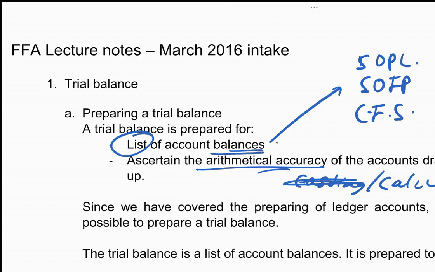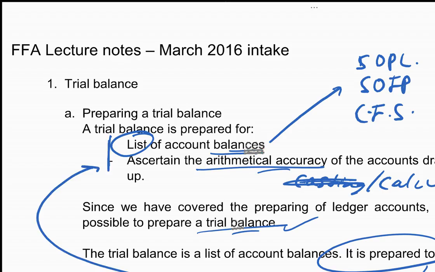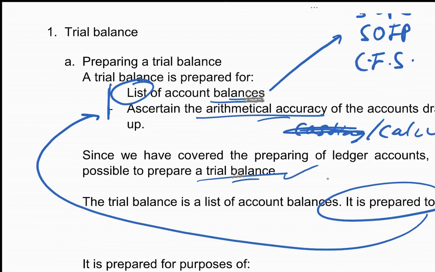Okay, since we have covered the preparing of the ledger account, we went through how to prepare a trial balance. Why do we prepare a trial balance? These are the reasons why. It's to list out account balances, and the other is to help you check for mistakes. There is one more reason: to ensure that the double entry rule has been consistently applied. That means when you have debit, you also have credit for all the transactions. So it's to confirm that double entry has been applied.